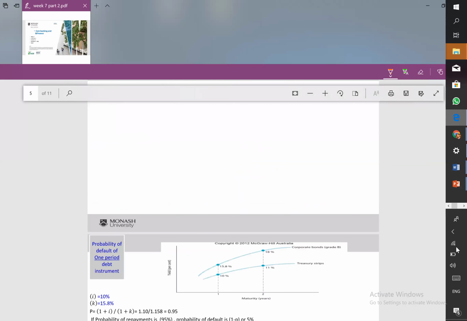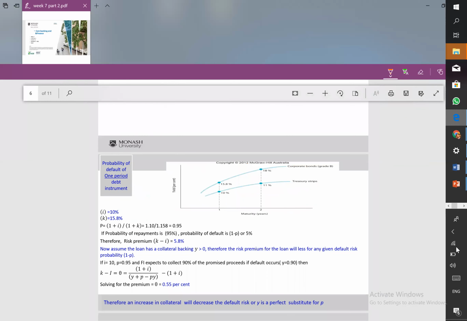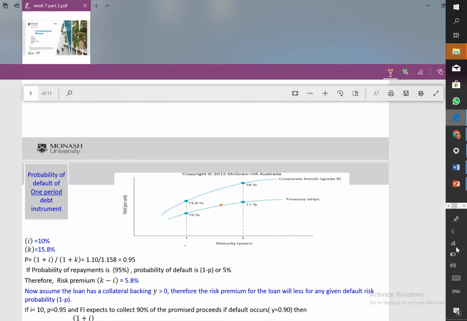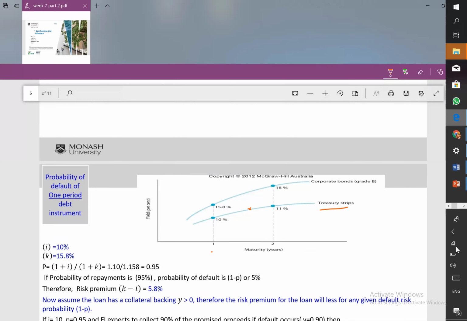Okay, let me go now to, so this is just another calculation. It's the same thing, and this is how it works. So this is year 1, for example year 2. And this line is the treasury, which is the I, the risk-free, and this is the corporate bond, grade B, for example. If you calculate, you can see this real data. It shows for the first year the difference between 10 and 15.8. So the difference is 5.8. And then we go to the next year, this spread increasing.